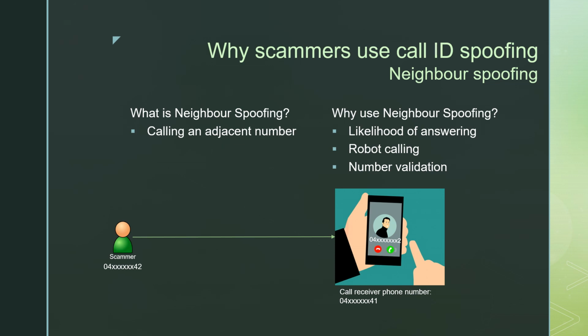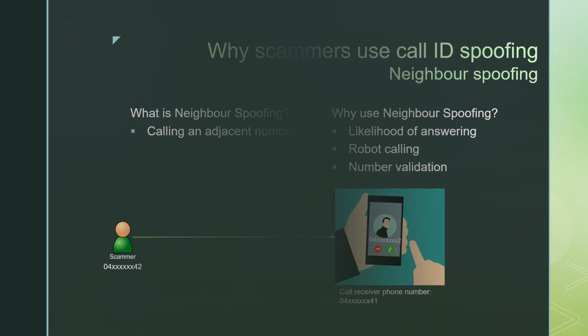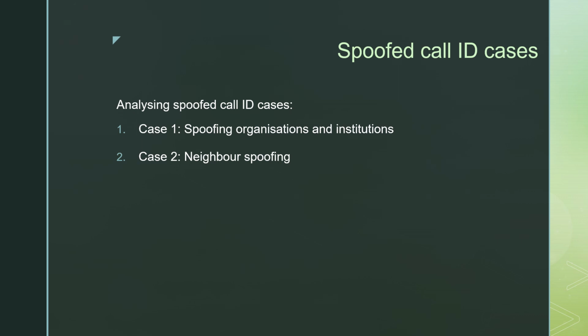Scammers can also use robot calling with neighbor spoofing. This tactic can be used to validate that the number they are calling is a valid number. I will now go through some spoofed caller ID example cases. I will start by firstly providing an example of spoofing a police station and secondly an example of neighbor spoofing.